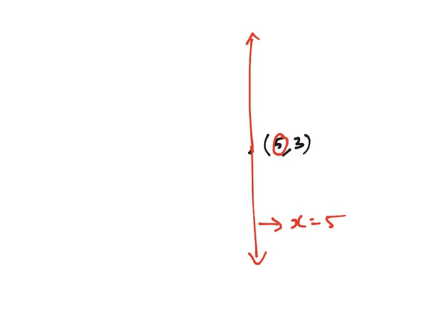Very simple. Suppose I draw a horizontal line passing through this point, we know that the equation will be y equal to something, but here y is 3, so the equation of this line is y equal to 3. Isn't it simple? Good. Now let us discuss the slopes of the lines.